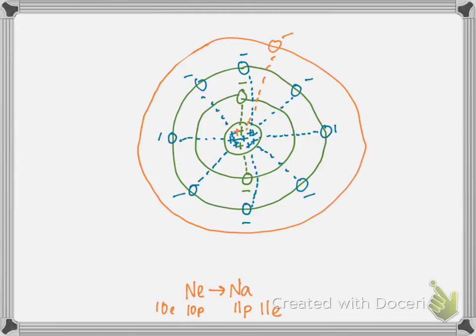What happened to the size of my atom when I added another ring? What happened to the size of my picture? It got bigger. Because I had to add another ring. So could you say that every time I add another ring, it gets bigger? Yeah.